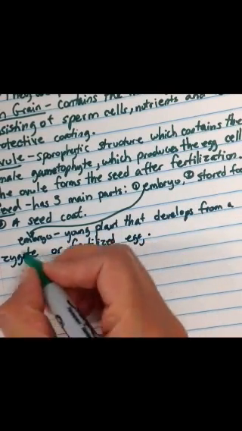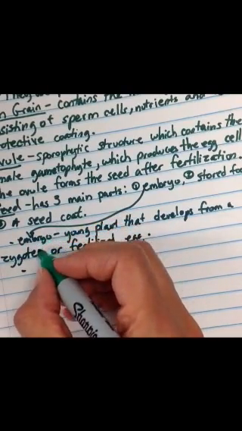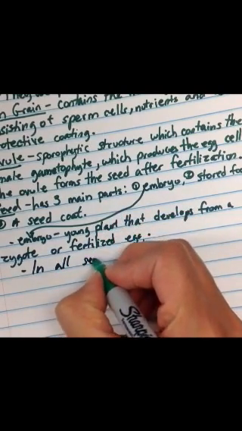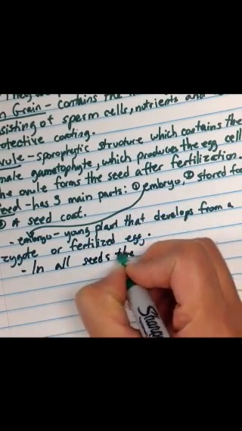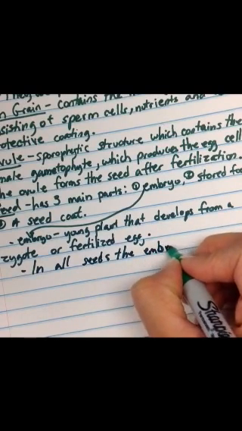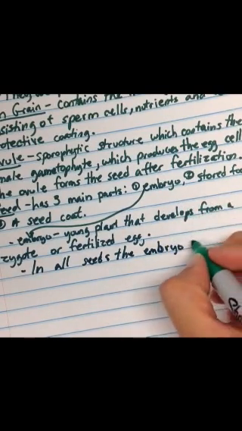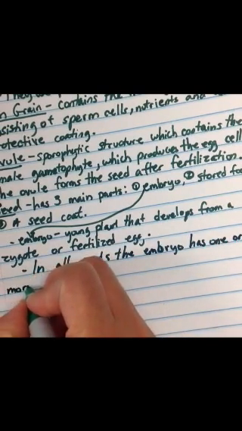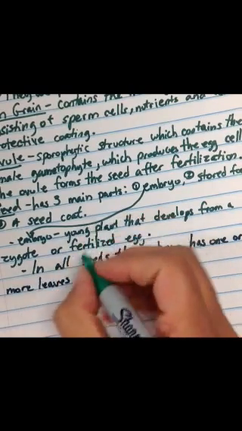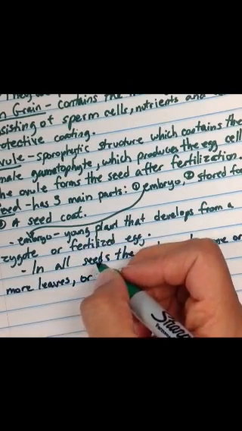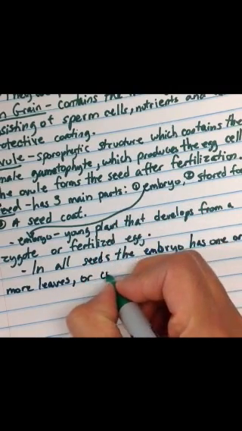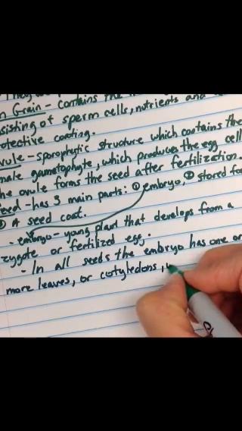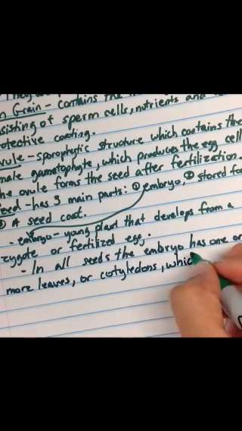The seed also includes, well, let me just read it. In all seeds, the embryo has one or more leaves, or cotyledons, which sometimes store food. These are the first little leaves that you see come out of a seed.